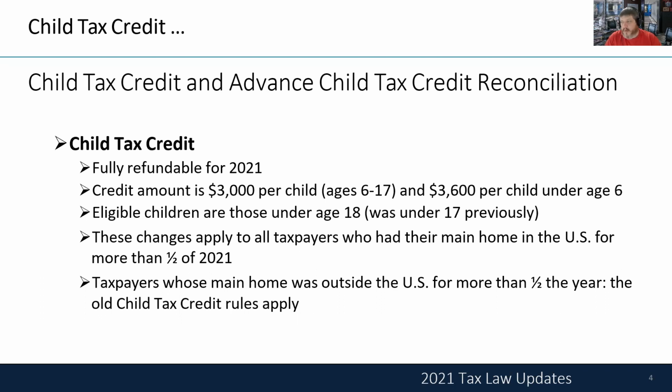Now, these new rules for child tax credit apply to taxpayers who had their main home in the United States for more than half of 2020. If they did not have their main home inside of the United States for more than half the year, then the old child tax credit rules apply. So they go back to the partially refundable, partially non-refundable, and the $2,000 limit. It's not $3,000 for those people, okay?